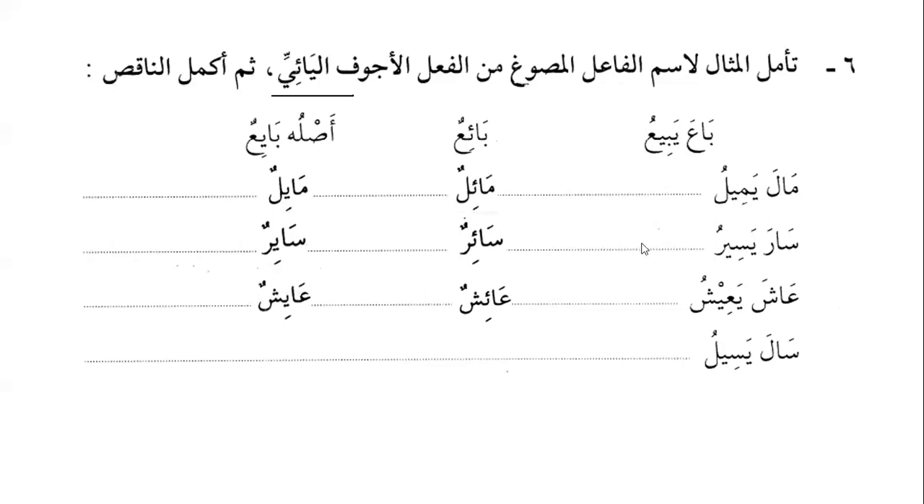Sala yasilu. Fahuwa sa'ilun. Sala yasilu means to flow. And we have fahuwa sa'ilun. And here sa'ilun doesn't mean the one who asks a question. Here it means something that flows. For example, sa'ilul yad. You might have seen, when you buy hand soap, which is liquid hand soap, it is written over there. So any liquid in the Arabic language is called sa'ilun, sa'ilul yad. That means something that flows, and not the person who asks a question.